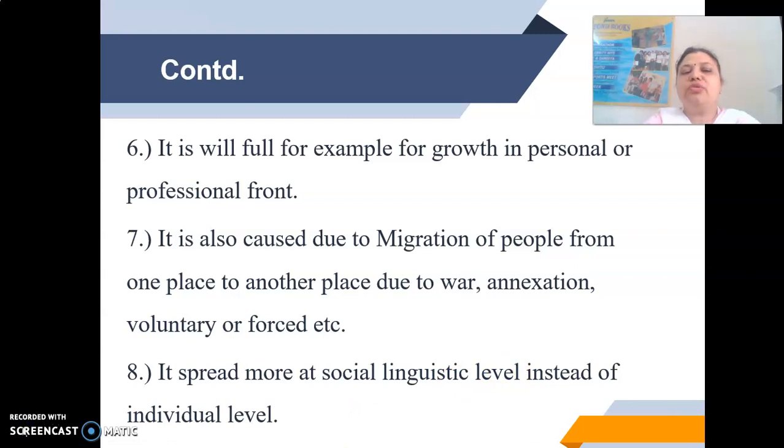It is also caused due to migration of people from one place to another due to war, annexation, voluntary or forced, etc. It is spread more at the sociolinguistic level instead of the individual level.